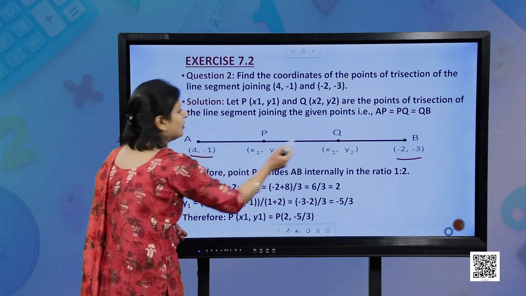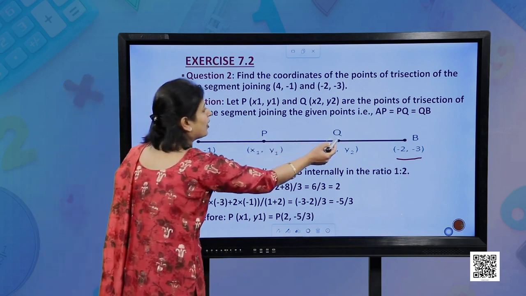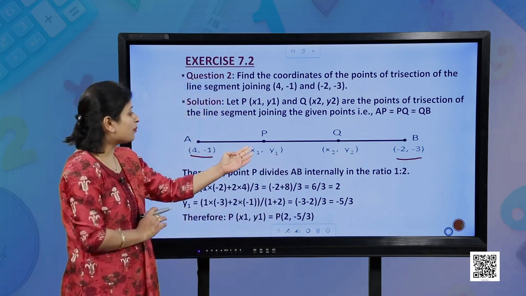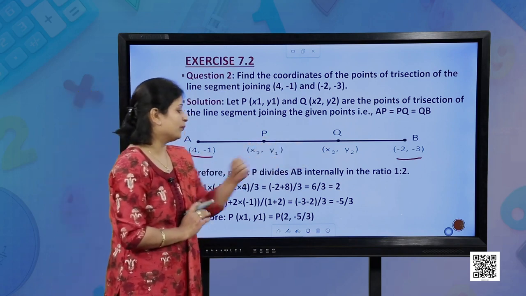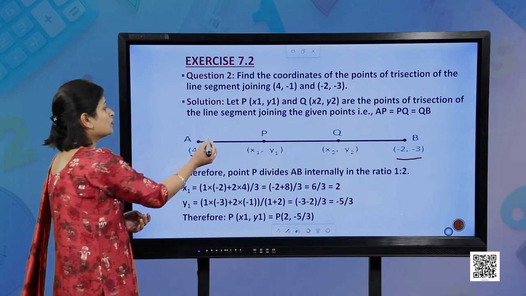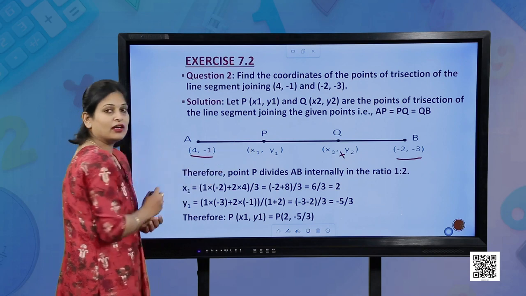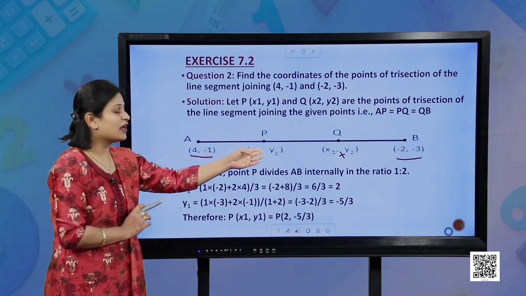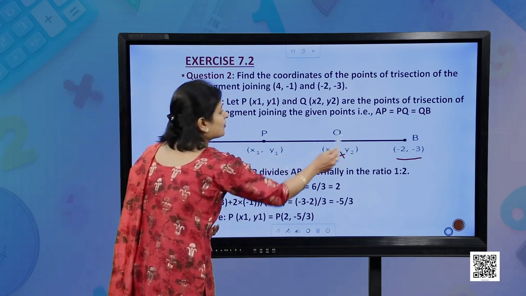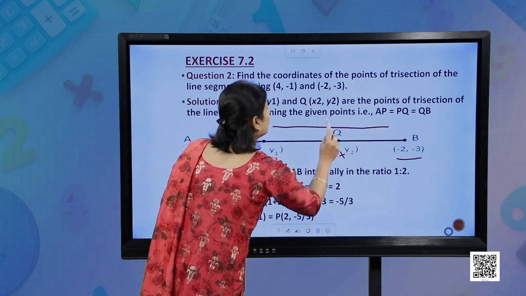So, the line segment AB is divided into 3 equal parts, AP, PQ and QB. We need to find out the coordinates of the points P and Q. Suppose these 3 are equal. If I do not consider this point, I have to find the value of P, which is x1, y1 first. So, this is 1. Since this is divided into 2 equal parts, I will take this as 2.